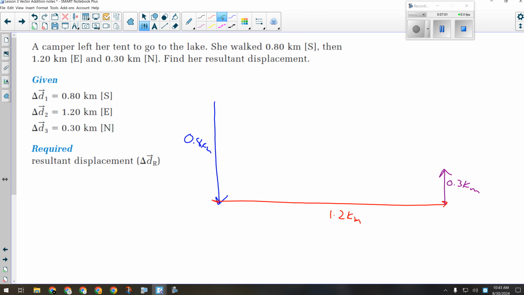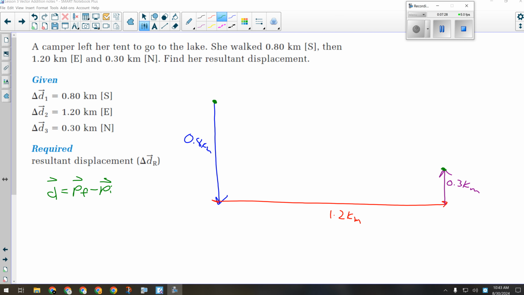Okay, here's what we have to remember, guys. Displacement is your change in position. Where was her initial position? Up here, top of the blue line, right? So this was her initial position. Where's her final position? Top of the purple line. Okay, so at the top of the purple arrow is the final position.